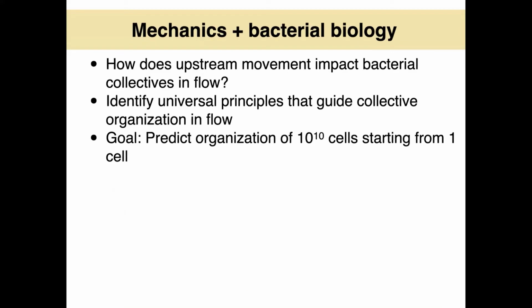But really what we want to do now is see what happens next. Bacteria inside natural environments don't live as single cells. They live as large collectives. So what happens to this cell when you start getting this large collective? Questions that we asked were, how does upstream movement impact bacterial collectives in flow? Basically, we wanted to identify universal principles that guide a collective in flow.